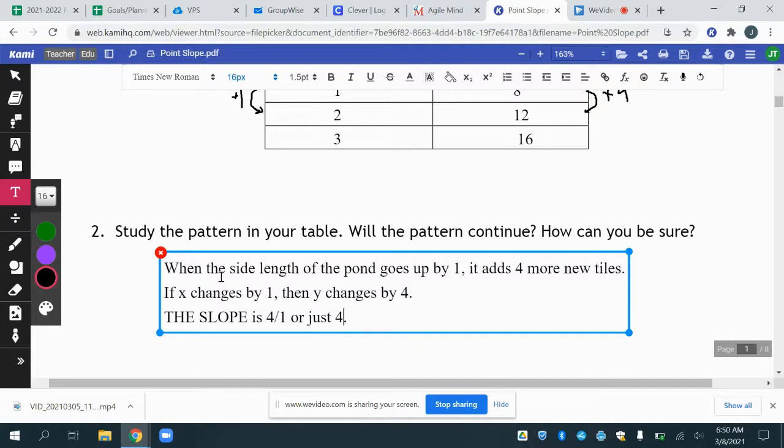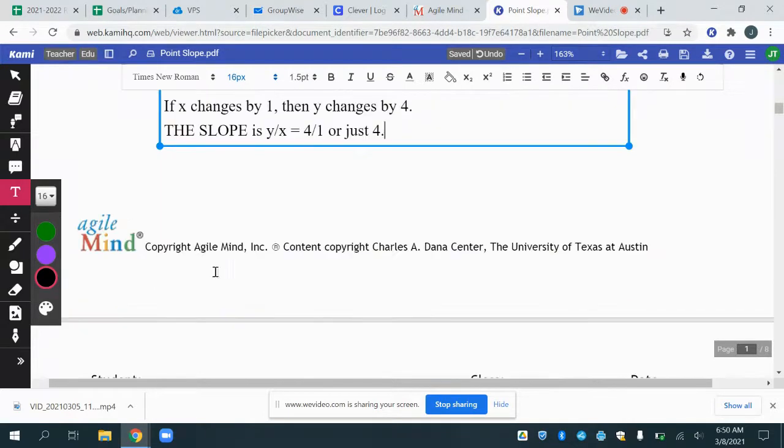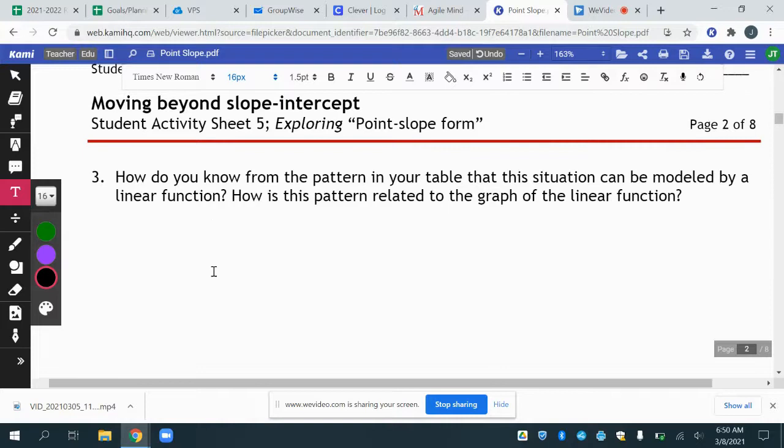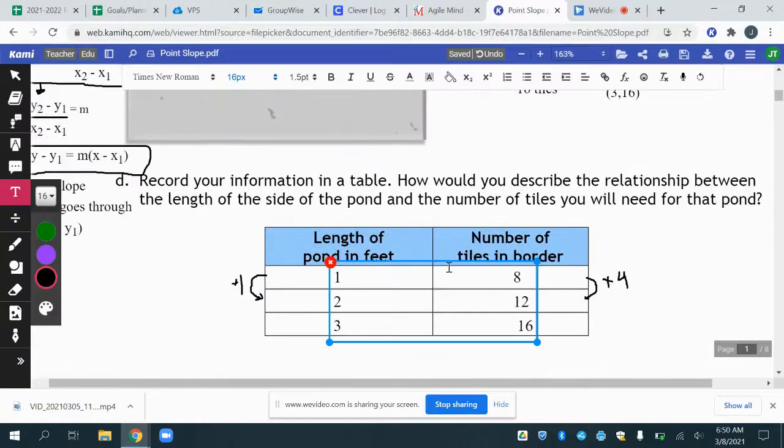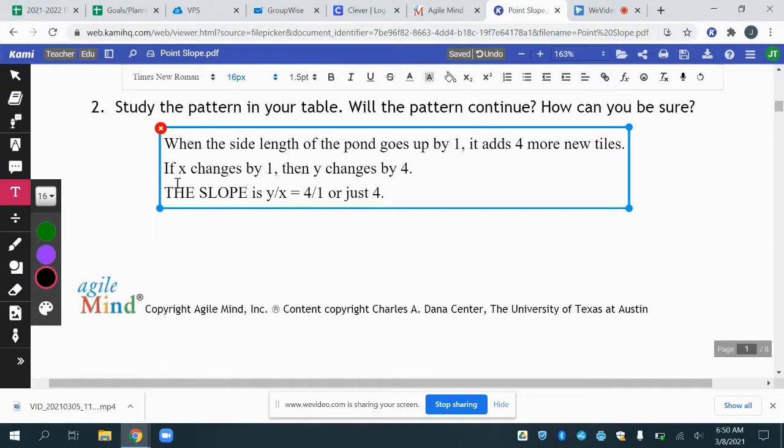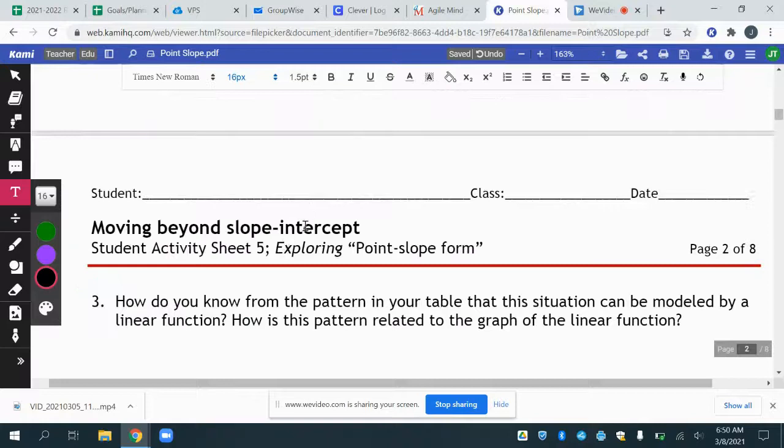Okay. I'll say X. All right, so there's that. How do you know the pattern in your table of that situation can be modeled by a linear function? Well, what do I notice? Does it always go up by 4 and that always goes up by 1? Yeah. Is this slope always going to be the same? Going up by 4 in the y and 1 in the x? Yeah.